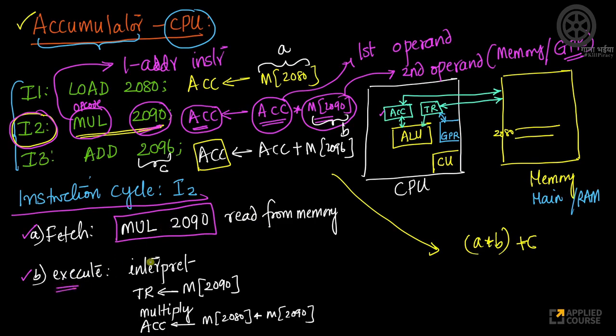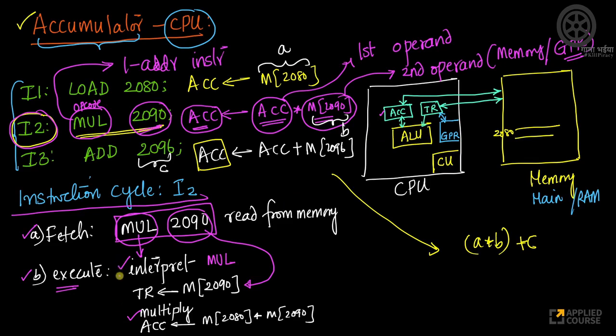In the execute cycle, first this opcode is interpreted. I understand that my opcode is mul, and since I am an accumulator CPU, my first operand is in the accumulator for sure, but I also need to obtain my second operand, which is stored in memory address 2090. So first I'll interpret it. Next step, whatever is there in 2090, I'll copy it to a temporary register. Then I'll just multiply within my ALU. When I multiply, one input comes from accumulator, the second input comes from temporary register. Whatever is the resultant, I'll store it back into the accumulator.